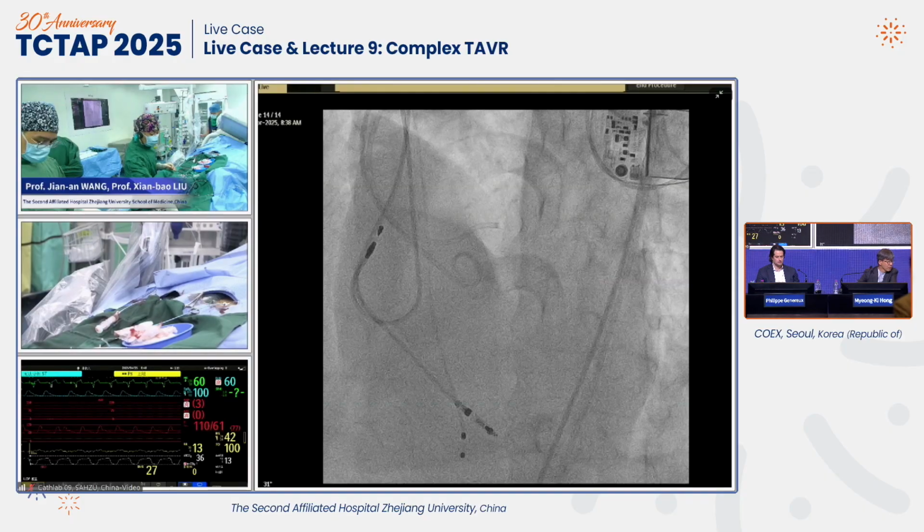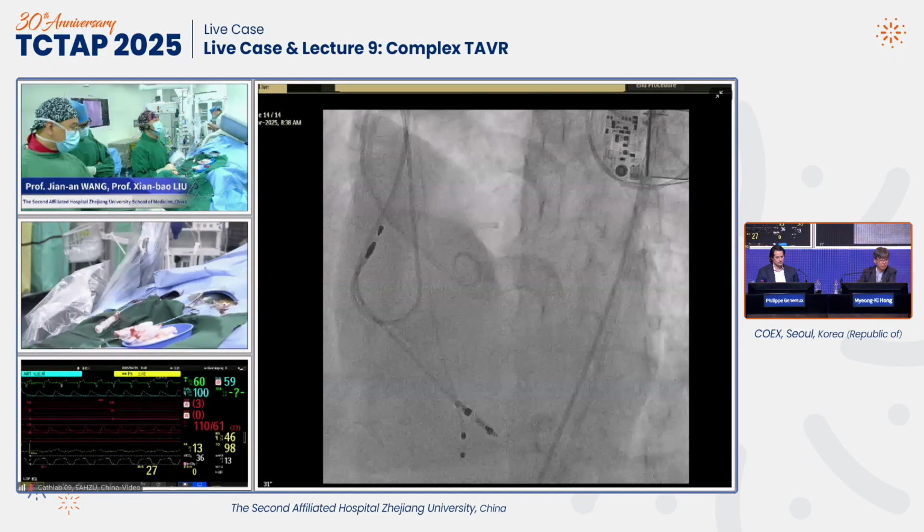Okay, thank you for your comment. So, the patient is over 65 years old, and the anatomy is okay. So I think the patient is suitable both for TAVR and SAVR. We communicated with the patient and the family, and they prefer to do the TAVR procedure. So I think it's okay to select the TAVR procedure.